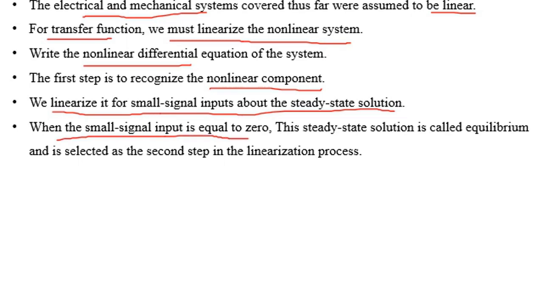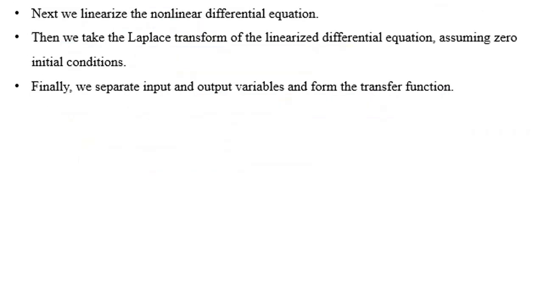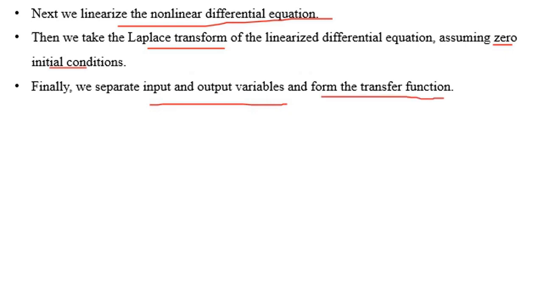When this small signal input is equal to 0, the steady state solution is called the equilibrium and is selected as the second step in the linearization process. After identifying the nonlinearity and equilibrium point of the system, in the next step we linearize the nonlinear differential equation. After this, we take the Laplace transform with zero initial conditions to separate the input-output variables. And finally we reach our desired transfer function.